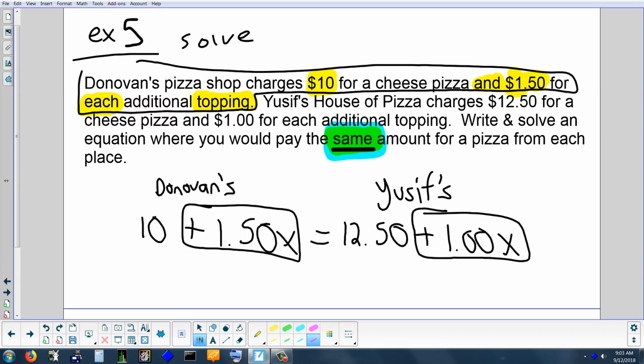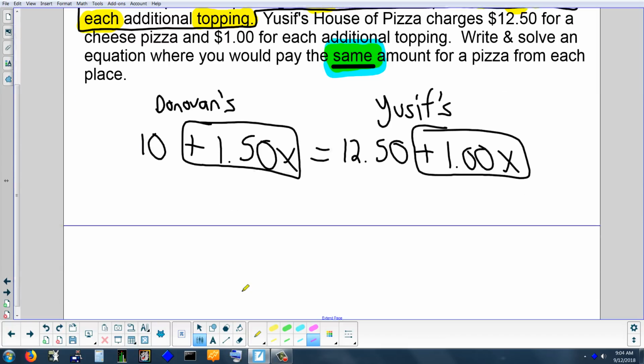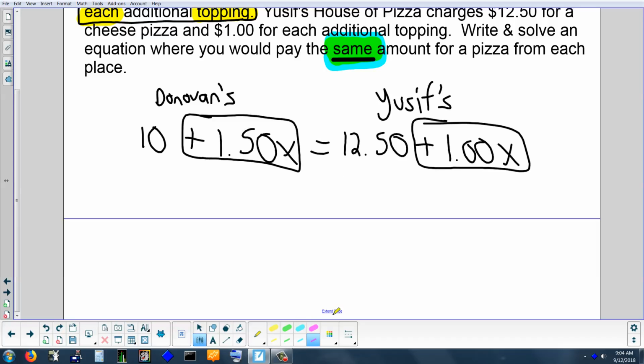Mary, what do we want to move? Do you want to move the 10 over to the other side? You can do that too. It doesn't matter. You can move the variables first. You can move the numbers first. I don't care. So Mary said move the 10. Why not the 12.50, Mary? Because then you have a negative number. Exactly. That's why we say move the one that has a smaller value. Positive 10 is less than positive 12.50. So I'm going to move that. Mary, what operation? Subtraction. Minus 10. I'm going to subtract 10 from 12.50.